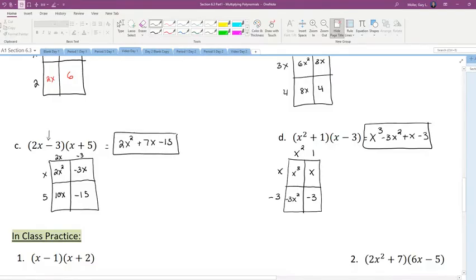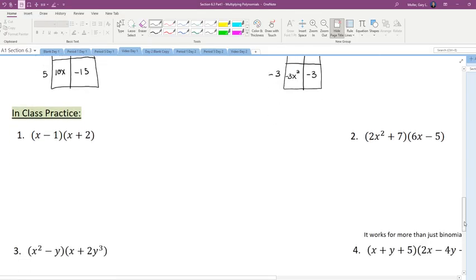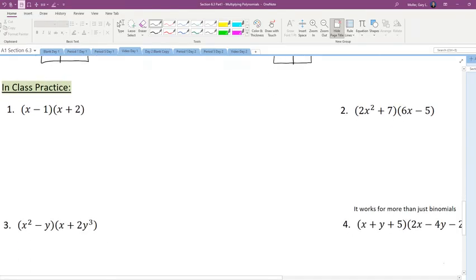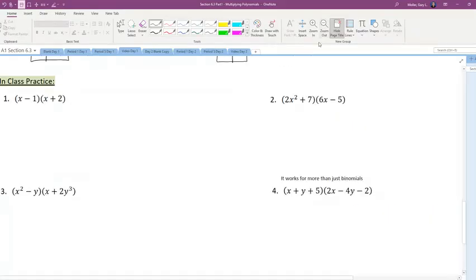All right, so next up is just doing some practice. I got various questions for you to do here. Let's zoom out so you can get a good look at all 4 of these. So go ahead and try those on your own. Make sure you get really good at this and check back in a minute. See if you got the same answers I did.